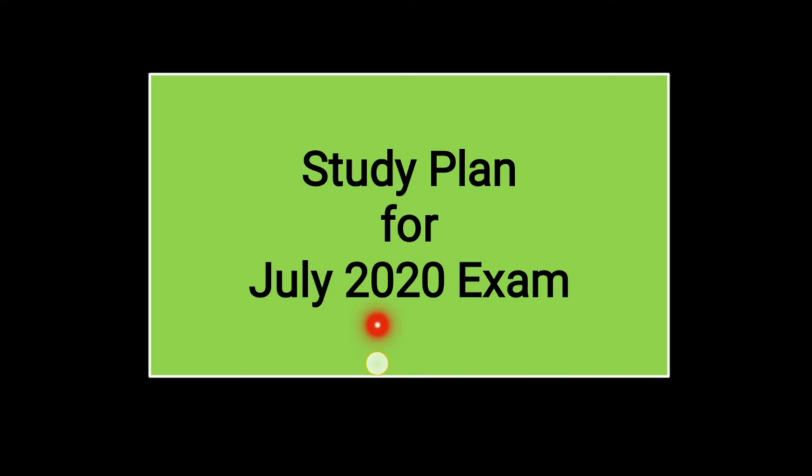Now come to the most important thing, that is the study plan for this July 2020 examination. As we are already aware, the UGC has given guidelines to every university in India that the examinations are going to be conducted in the month of July only. So we are having the exam in the month of July. The date, yet no one knows on which day the exam will be, but we are already aware that our exam will be in the month of July.